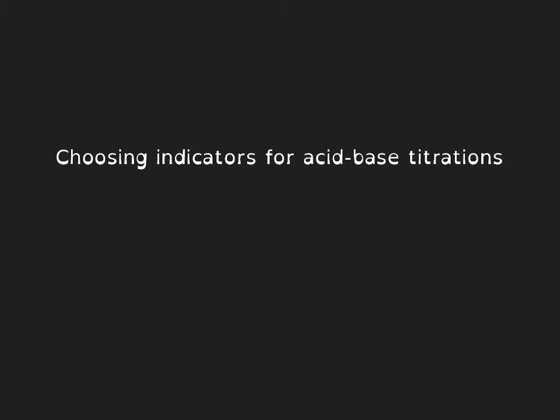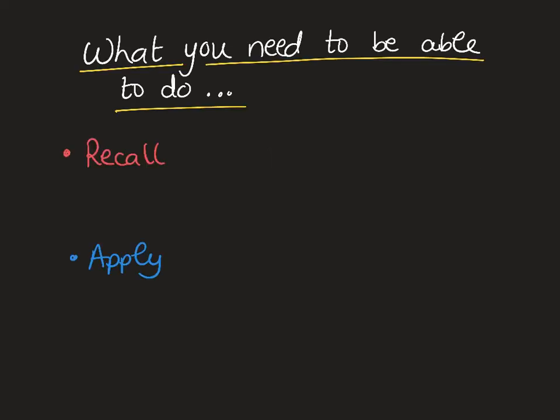This is the final screencast for A2 acids and bases. It is choosing indicators for acid-base titrations that are based on the pH curves that you learnt in the previous lesson. So the things you actually need to do for this part of the course, this tiny little bit we've got left, is to recall the pH ranges of common indicators.